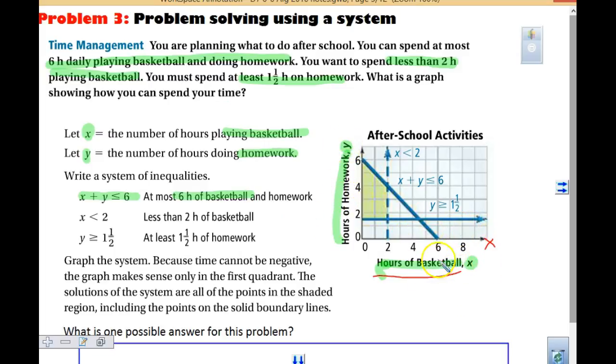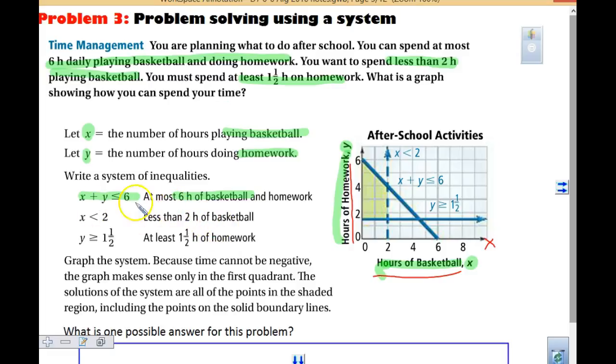But whichever one you decide, you want to make sure that if x is basketball and y is homework, you label your graph. It's always a bummer for me when I'm correcting the tests and you graphed all of these lines great, and then you didn't label it. So I don't know what you're talking about, right? I don't know if this one is basketball and this one is homework or vice versa. So make sure you have these labels when you are doing your graphs today.